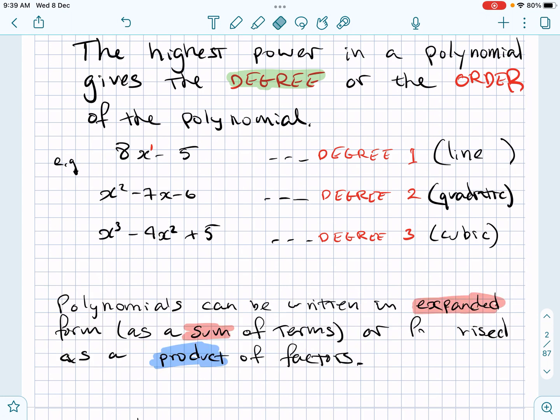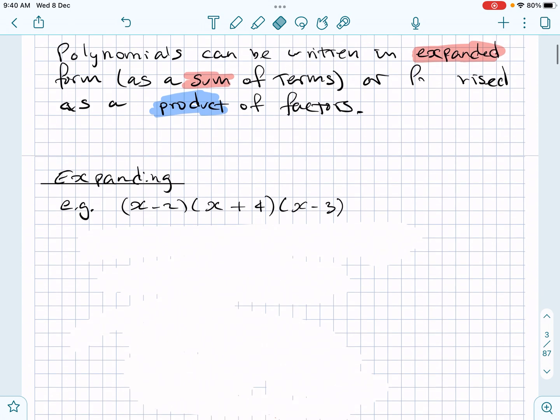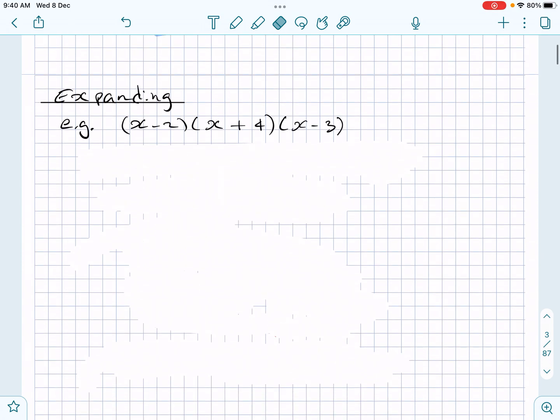And here's something we should know about from before. Polynomials can either be written in expanded form as a sum of terms or expressed as a product of factors. And we'll look a wee bit of expanding here to get us in the mood. So the first sort of challenge for the year is, how do we expand 3 brackets, okay? So you may have used different methods for expanding double brackets. The method which you should have favoured should be one that will work with triple brackets as well.